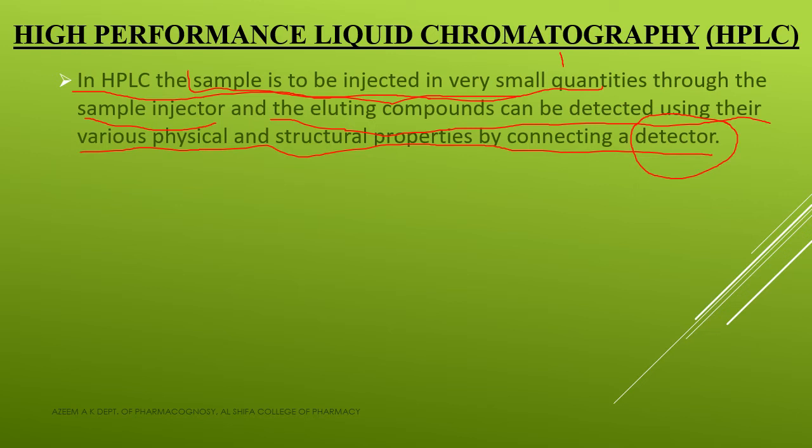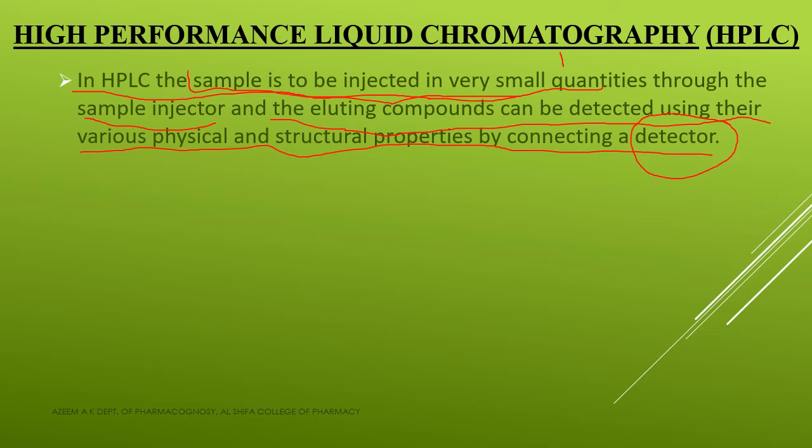Clear? So in HPLC the sample is separated, and these separated compounds can be detected with the help of a detector. In the detector, the properties that we are correlating are the physical as well as structural properties of the eluent. That means every substance has some specific structural properties and also some specific physical properties. These properties are interpreted with the help of a detector, and with the help of that detector the sample can be analyzed.